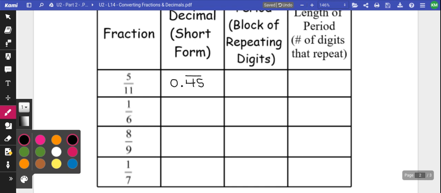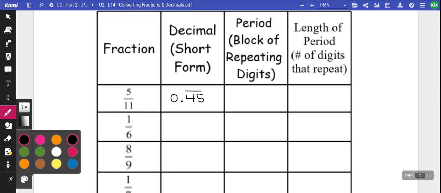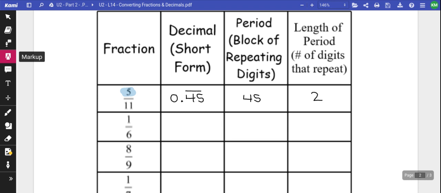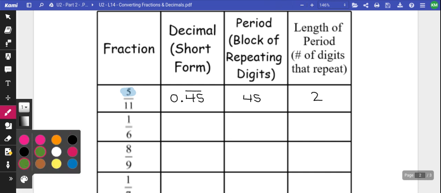Now, interestingly enough, and I want us to look for some patterns, the period or block of repeating digits in this one, would you agree it's the 4 and the 5 that repeat? So you would just say it's the 4 and 5, and that's 2 digits long. Okay. Just out of interest's sake, is there any way to turn the original 5 in that fraction into a 45, like by multiplication? 5 times 9.